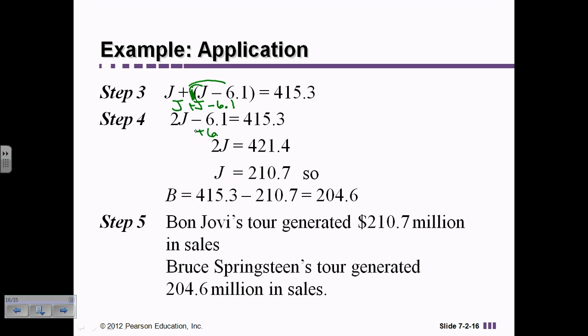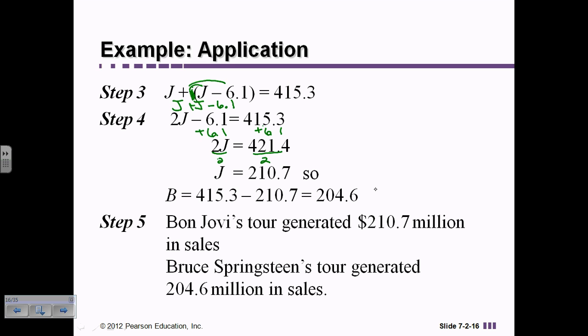I add 6.1 to both sides because I'm crossing that barrier. And I divide both sides by 2. So Bon Jovi's tour made 210.7 million. So then substituting that back in, that means that Bruce Springsteen made 204.6 million. So Bon Jovi's tour generated 210.7 million in sales, and Bruce Springsteen's tour generated 204.6 million in sales.